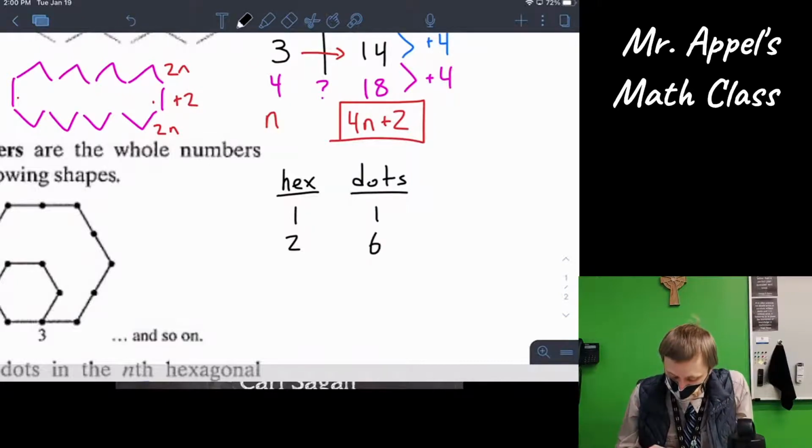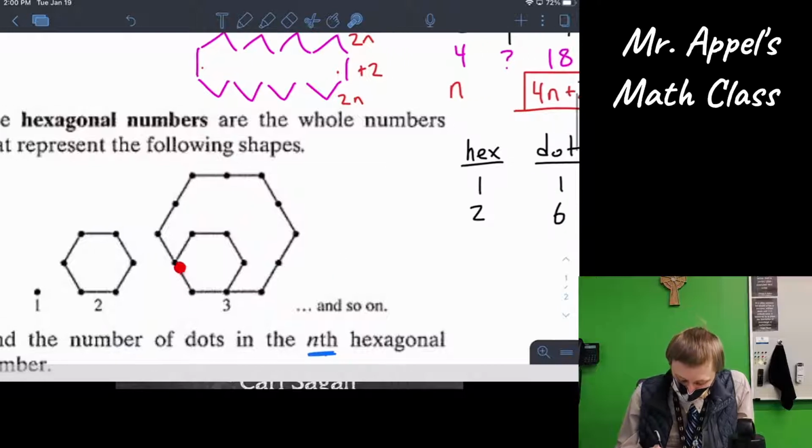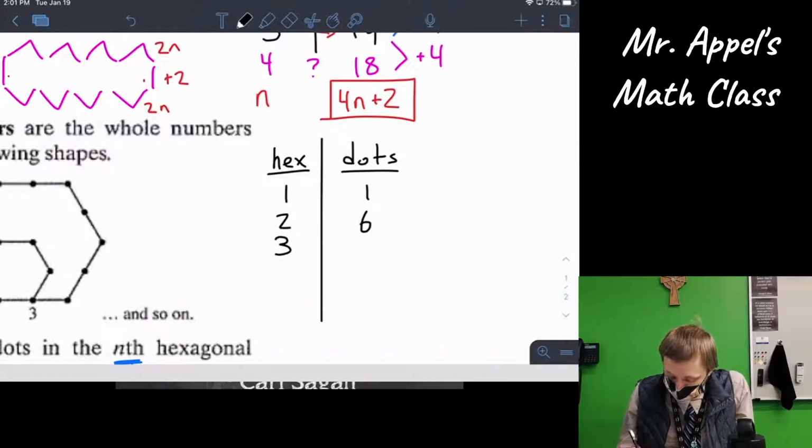So we get 6 total dots to make the full hexagon there. And then here we keep that same 6, and then we added 1, 2, 3, 4, 5, 6, 7, 8, 9. We added 9 more. So for the third hex, we added 9 more, so that's 15.